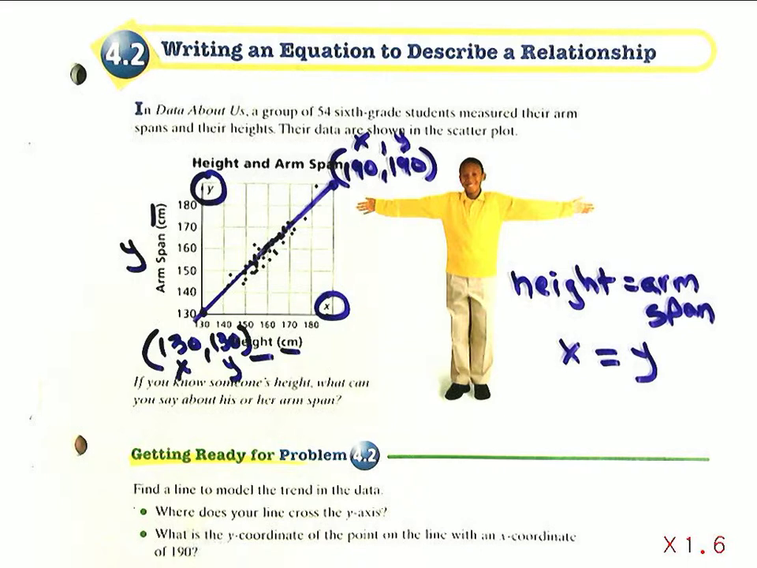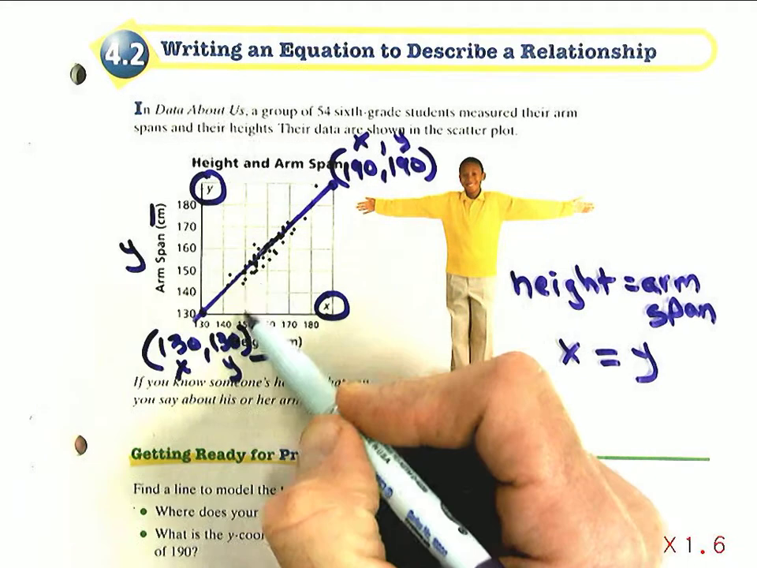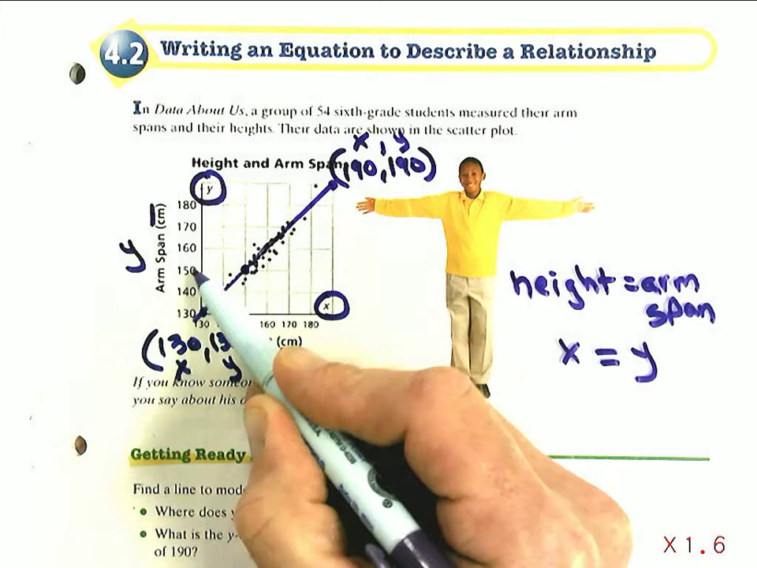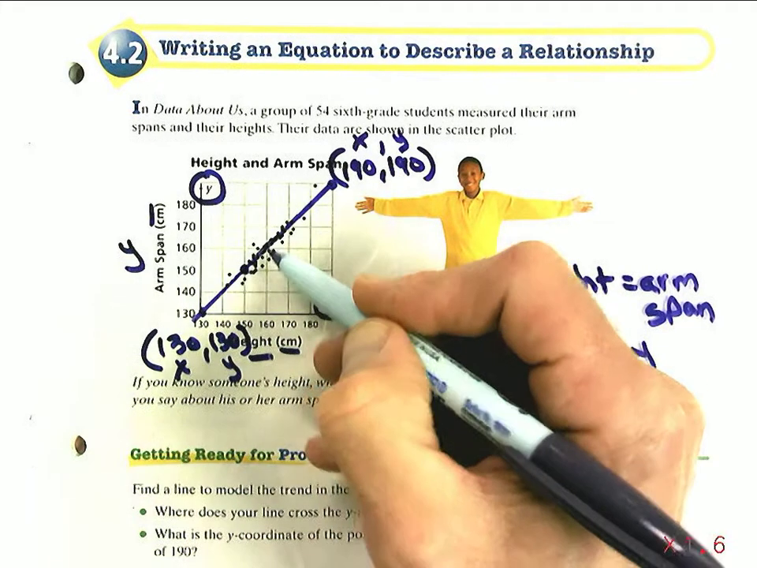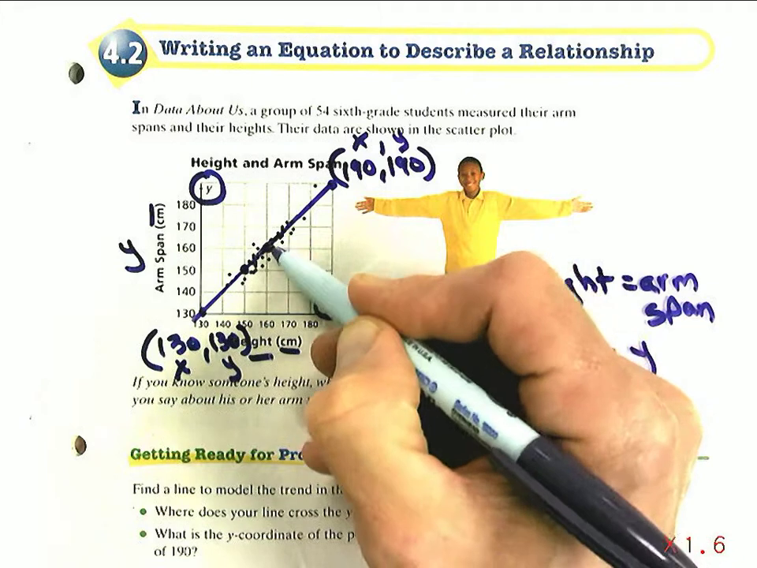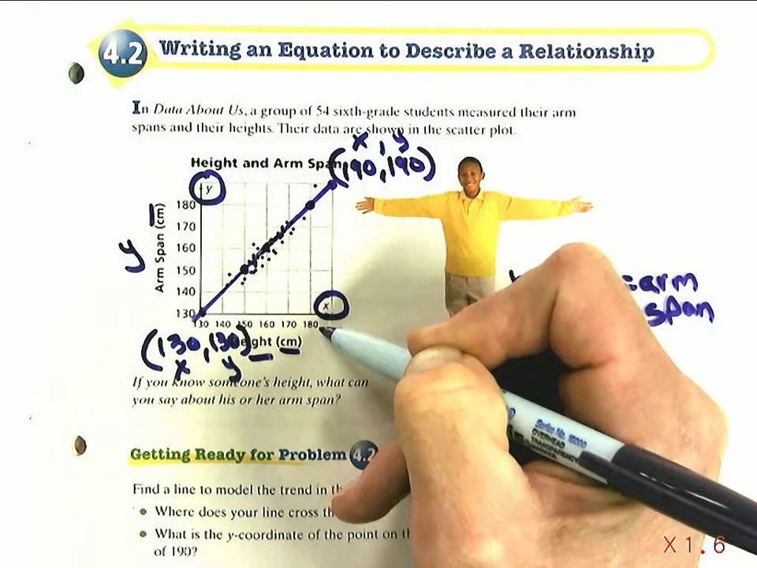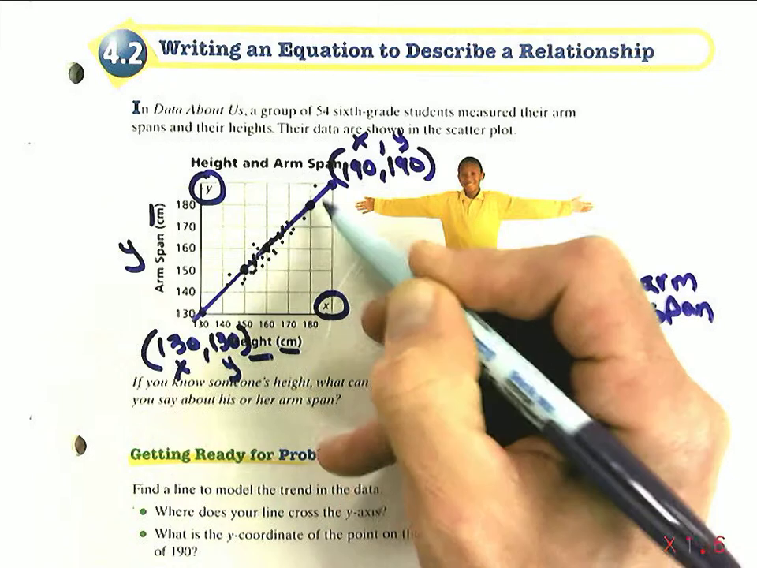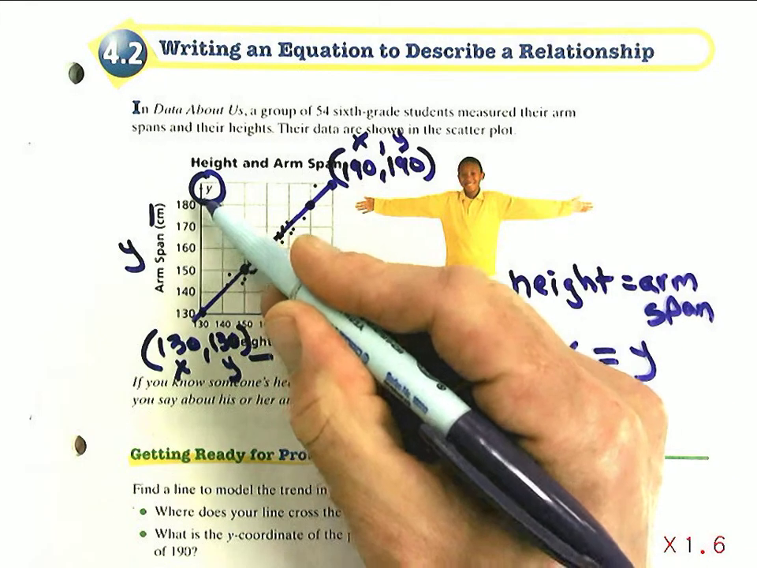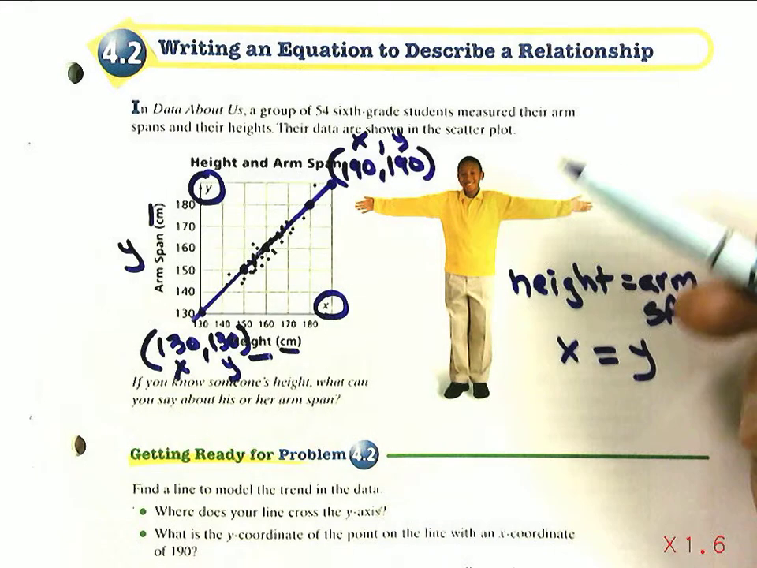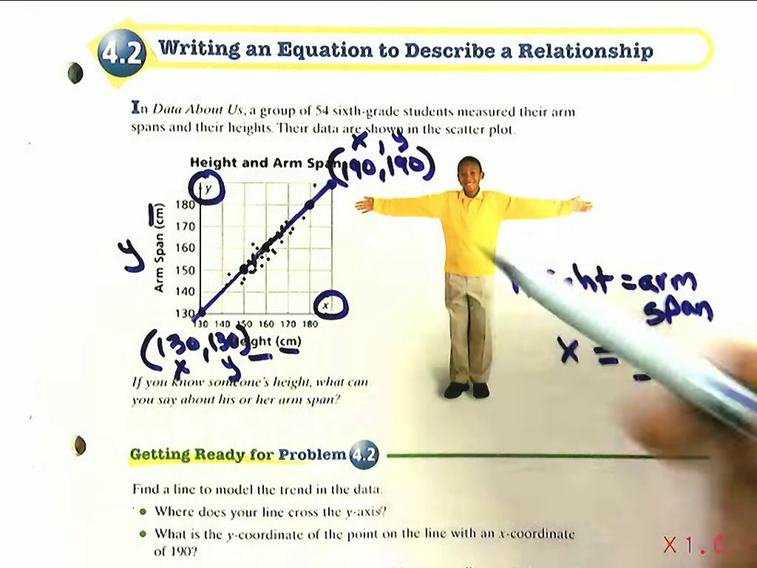So we could pick a point like 150 centimeters for a height, which would give you 150 centimeters for an arm span, or 160 centimeters. Each of these data points along here, we could use any one of them as a description. If you're 180 centimeters tall, we would expect your arm span to be about 180 centimeters. So that's where we use these kinds of relationships and scattered data to do that.